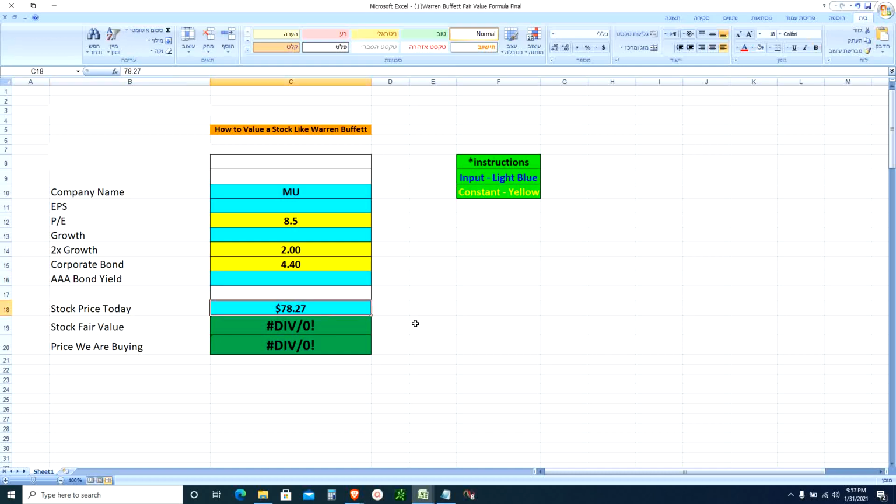We've got the stock price of today, about $78, and once we get all those numbers, we will find two things: the stock fair value and the price that we will be a buyer at according to Mr. Warren Buffett, if everything checks out in the financial statement, which we are going to go over in a second.